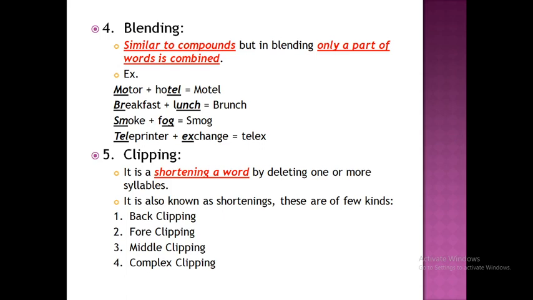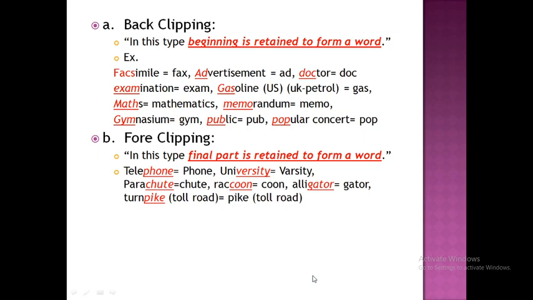It has four different types: back clipping, fore clipping, middle clipping and complex clipping. What is back clipping? In this type, the beginning is retained to form a word. In other words, the last or final part of the word is removed to get a new word. For example, facsimile. In the word facsimile, IMILE is removed to form a new word, FACS, as fax.